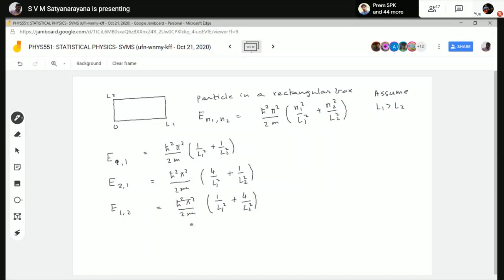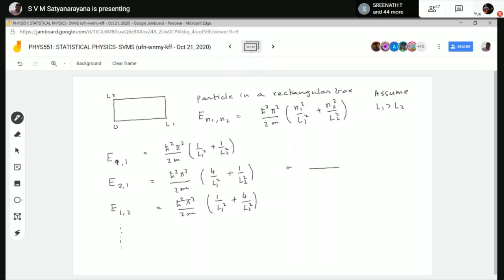Okay, 1 by L1 square and 4 by L2 square. So that means, and let's assume that there are infinitely many levels. Okay, so let us ignore these levels for the time being. Now we have these energy levels like this.